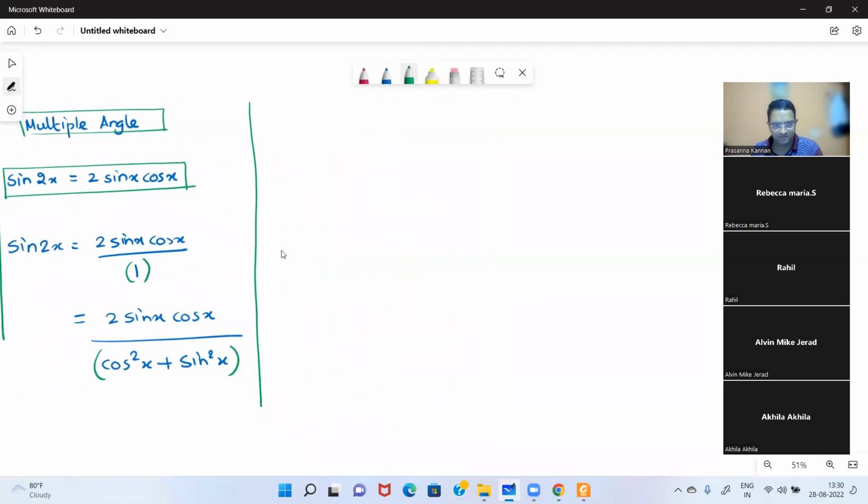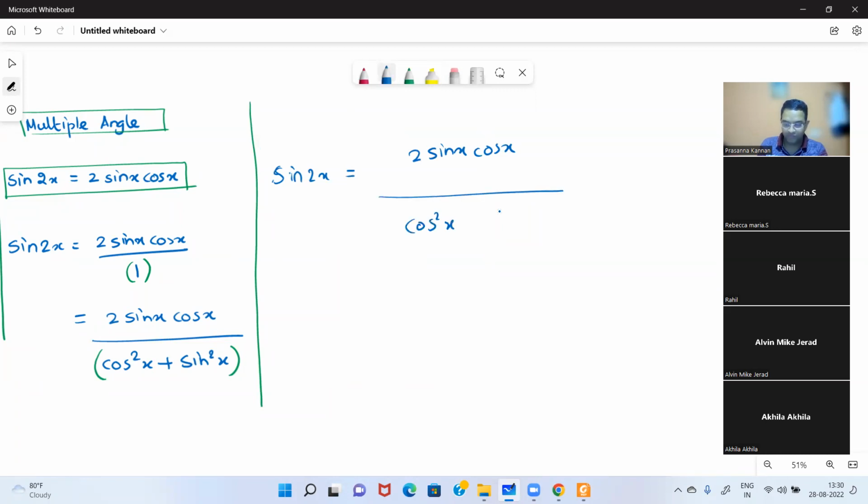So sin 2x is 2 sin x cos x by 1. That 1 I'm writing as cos square x plus sin square x. Now what we will do is, we have sin 2x, which is equal to 2 sin x cos x divided by cos square x plus sin square x, because that is nothing but 1, right? So no problem. Now I'm going to divide this by cos square x. I'm going to divide this also by cos square x. Is it okay? Both numerator and denominator I'm dividing by cos square x. So what will happen? One cos x will cancel.